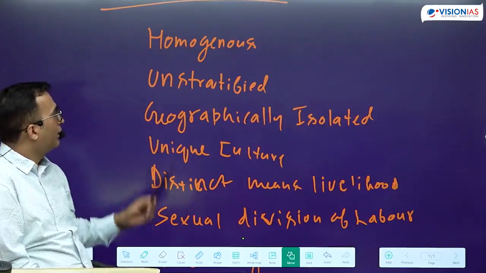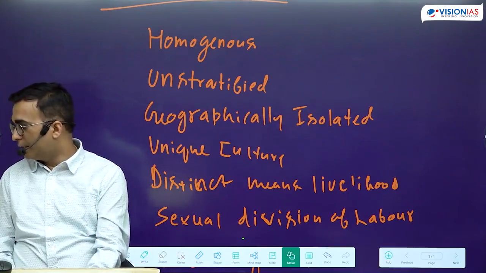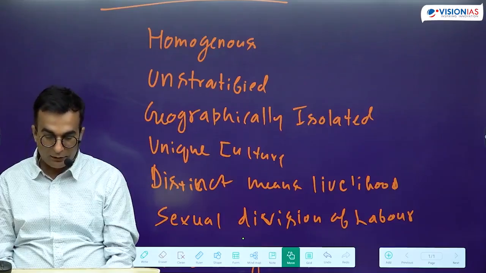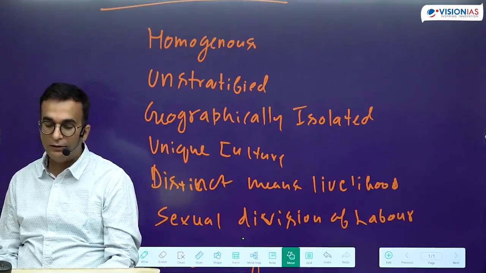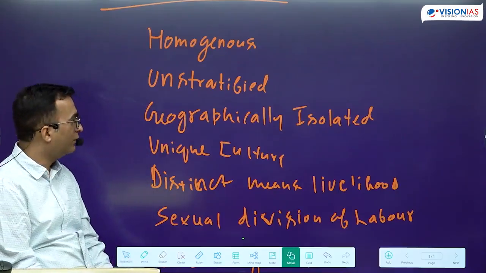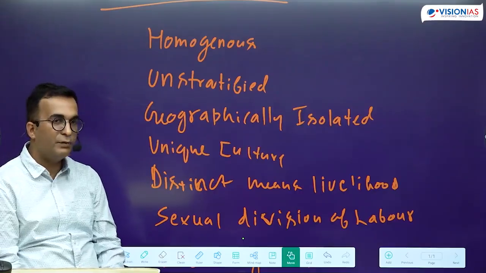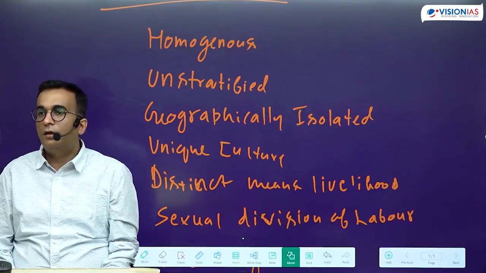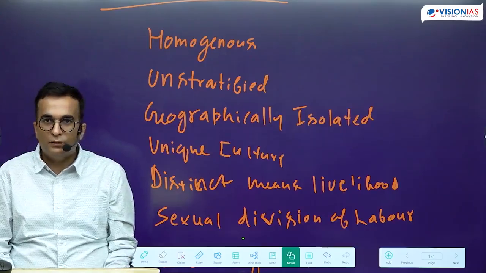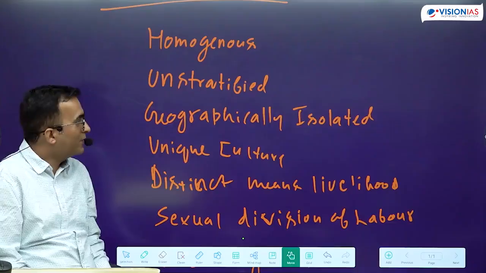Number 2, tribal societies were unstratified in nature, which means there were no divisions in their society.